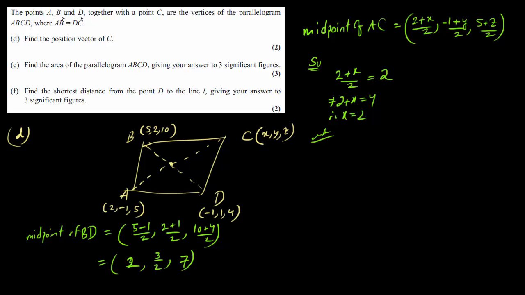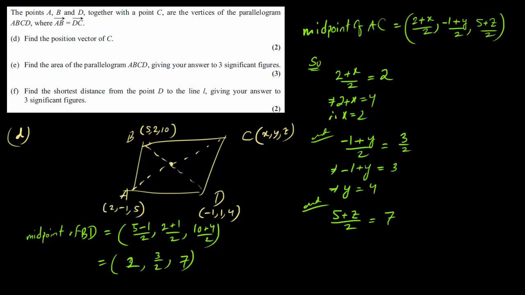The y coordinate of the midpoint of AC is also equal to the y coordinate of the midpoint of BD. If you cross multiply, minus 1 plus y equals 3 by 2 into 2, which is 3. So y is going to be 4. And the z coordinate, 5 plus z by 2, equals the z coordinate of BD. This is 5 plus z equals 14. Therefore z equals 9. So the coordinates of C are: x is 2, y is 4, and z is 9. So we found the coordinate of C.